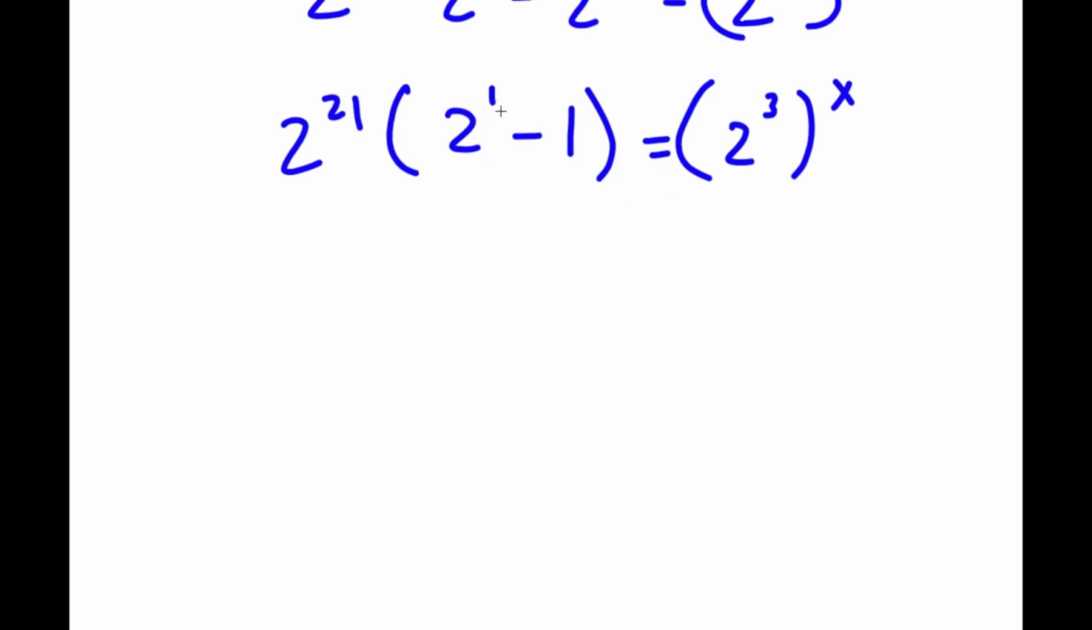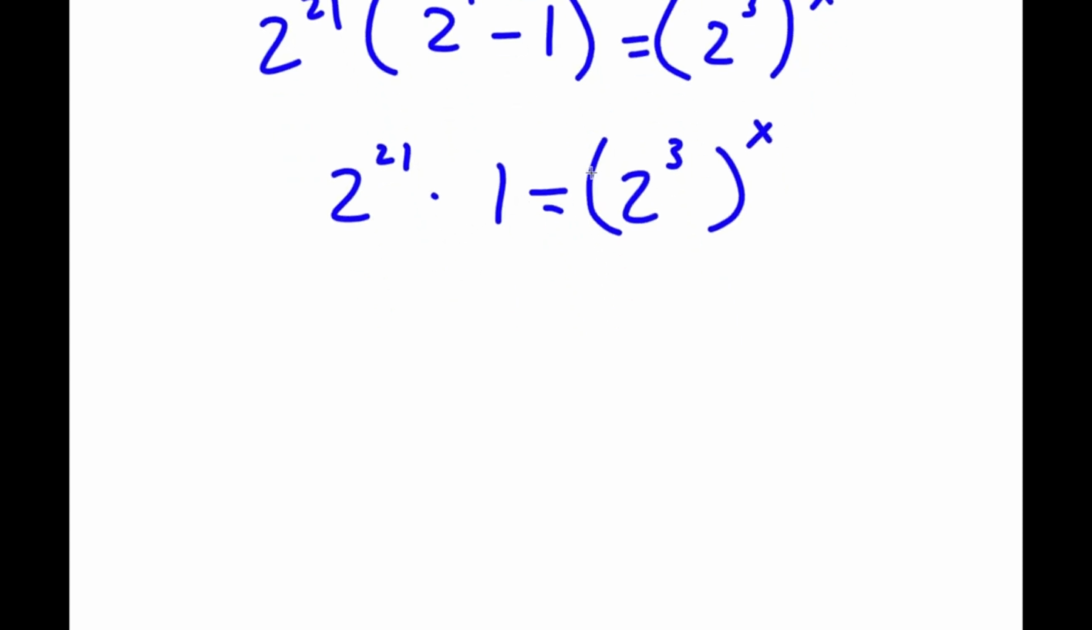Now 2 to the power of 1, that's equal to 2, and 2 minus 1 is 1. So I'm left with 2 to the power of 21 times 1 is equal to 2 to the power of 3 to the power of x. Now anything times 1, it's simply itself, so 2 to the power of 21 times 1 is simply 2 to the power of 21. So I have 2 to the power of 21 times 2, is equal to 2 to the power of 3 to the power of x.